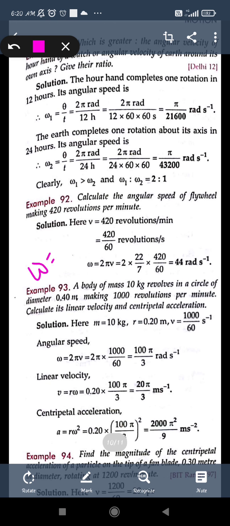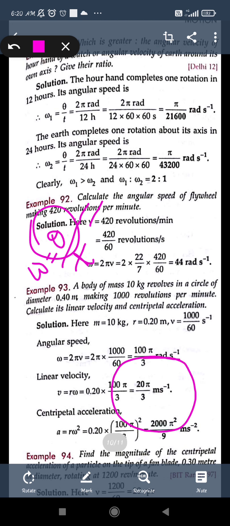We know that omega is equal to angular displacement upon time. Now theta will always be 2 pi, because both motions are circular and they have to move throughout the path, so it will be 2 pi upon time. The question was about the hour hand of a watch. It completes one revolution around the watch, so the time taken will be 12 hours.